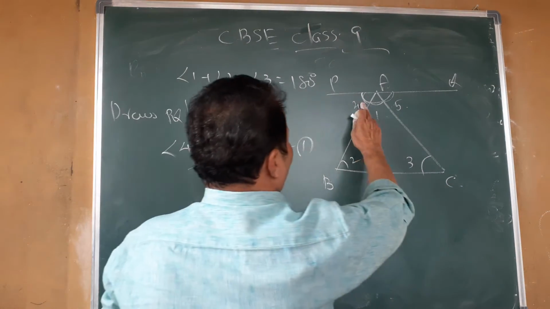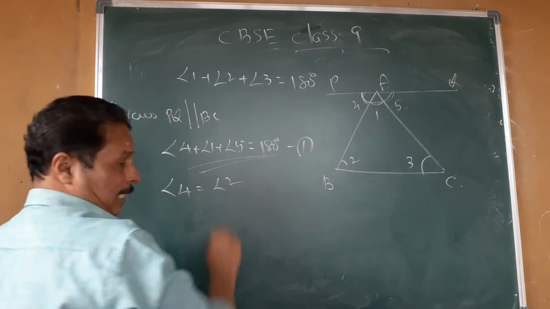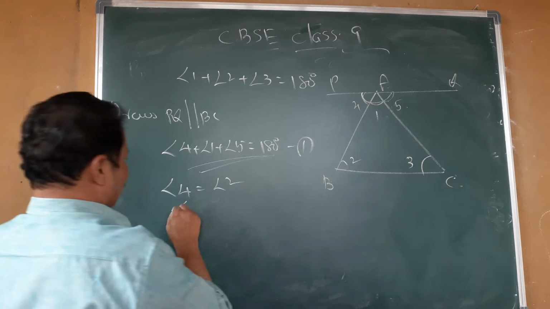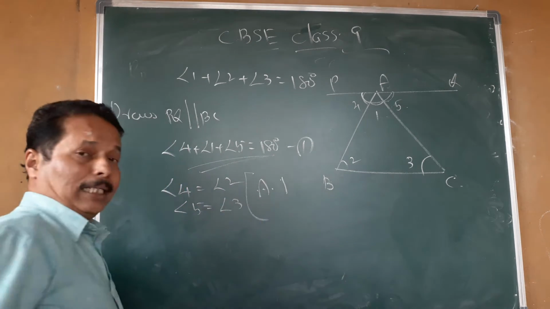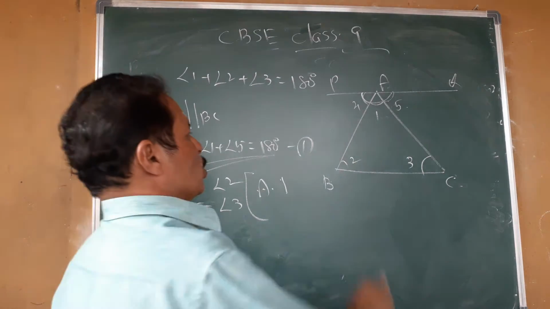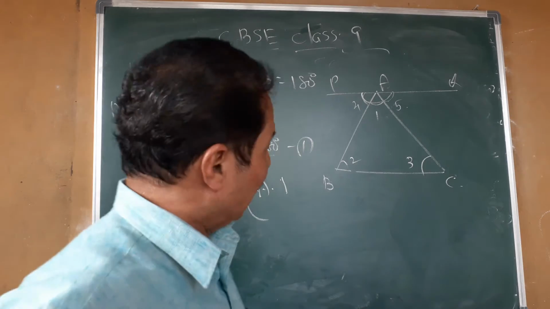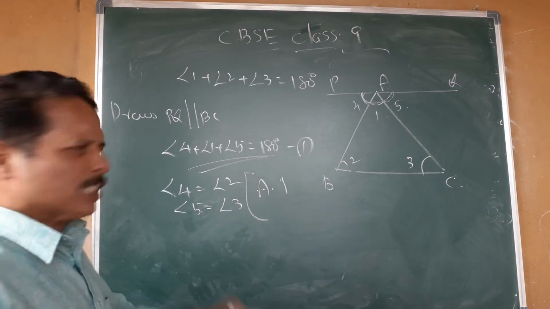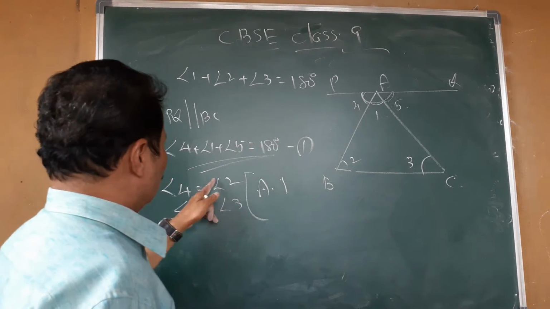Now 4 and 2 are alternate interior angles, and you studied that they are equal. Similarly here it is 5 and 3. They are also alternate interior angles and they are also equal. So angle 4 equals angle 2, and angle 5 equals angle 3. They are alternate interior angles. Put them as equation number 2 and 3. It's not compulsory. And after that you look at equation number 1, 2 and 3.